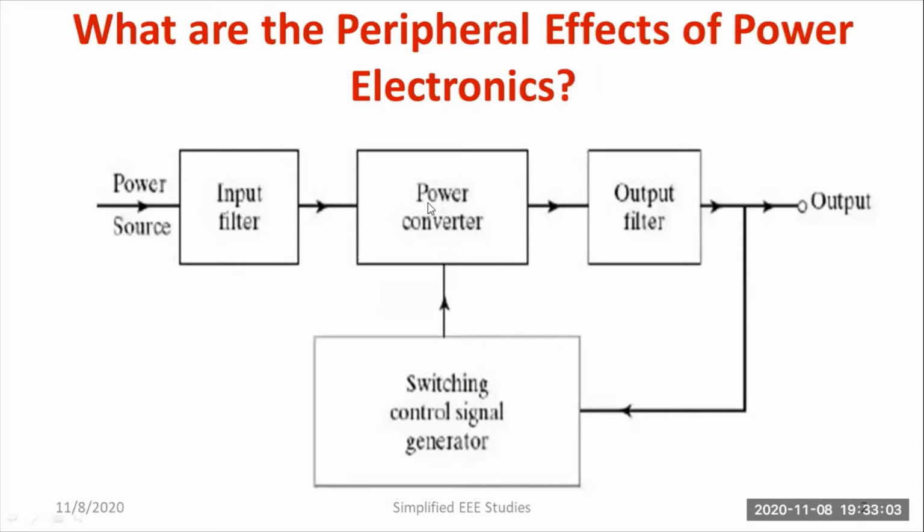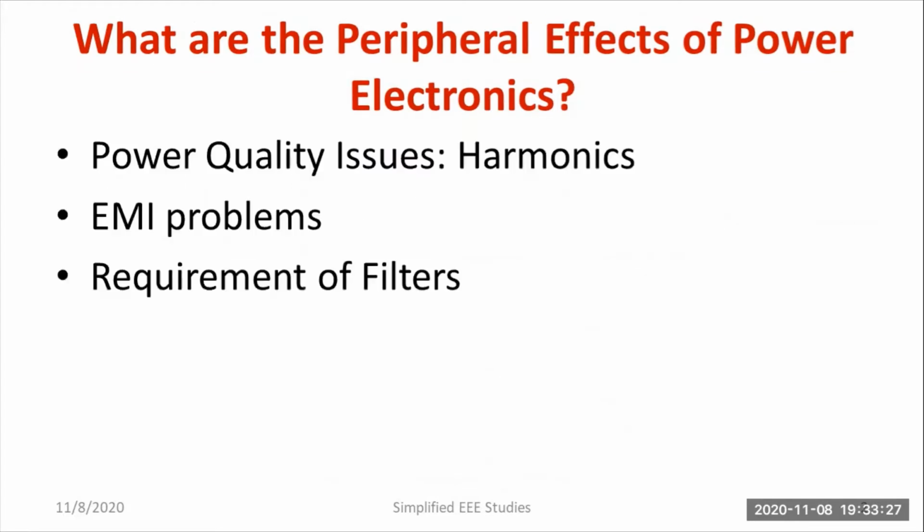The main component of the power converter is the power transistor, or you can call it a power switch. You can provide a suitable PWM signal to the power switch in such a way that you can control the turn on and turn off of that particular switch. That is what exactly happens here. So this is a basic block diagram of power electronics. Now let us consider the various peripheral effects of power electronics.